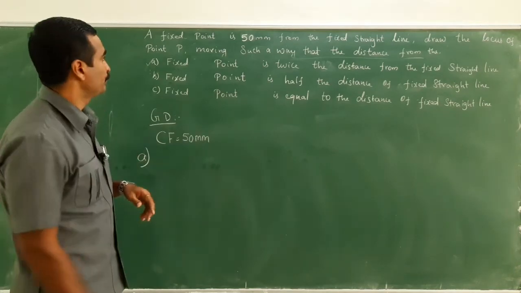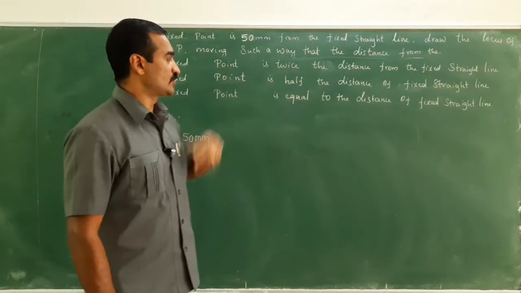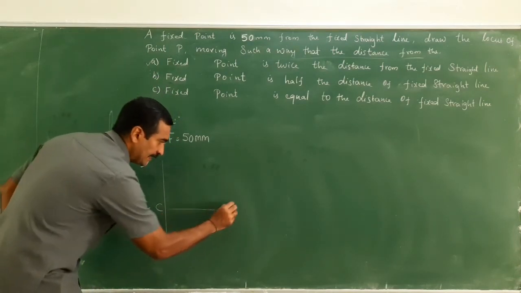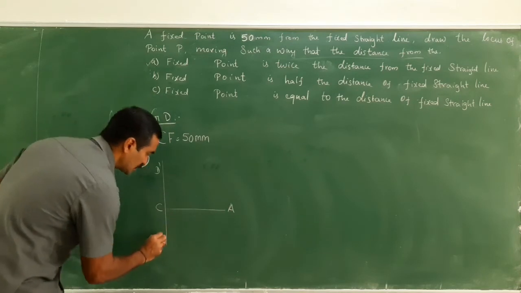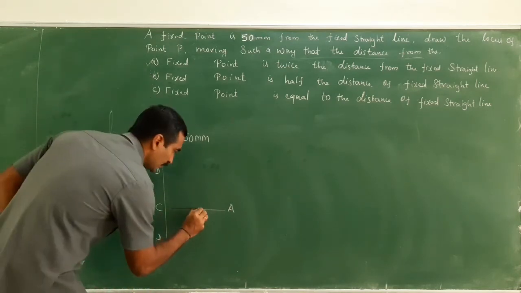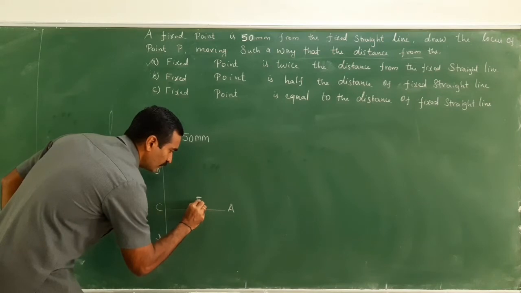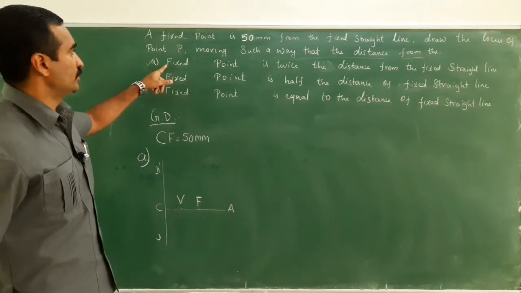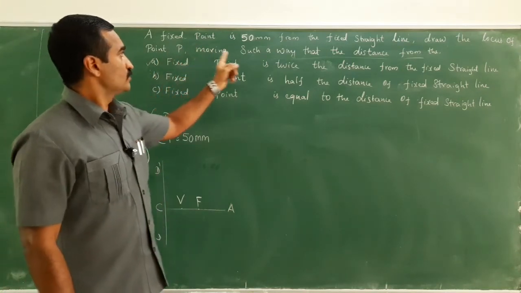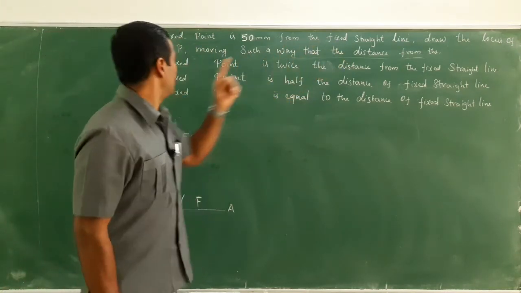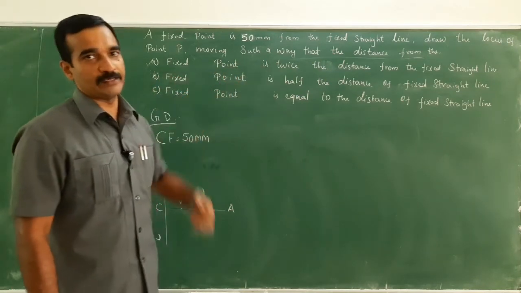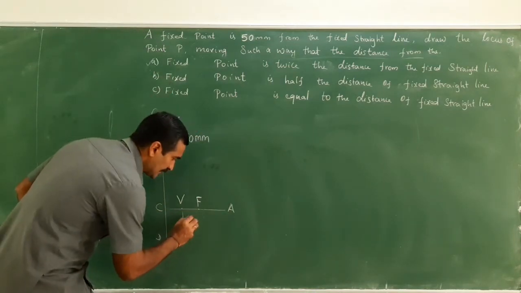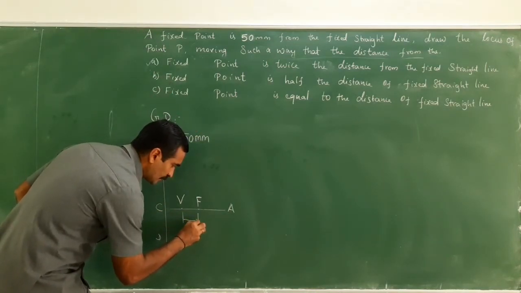A. Fixed point is twice the distance. Let me draw the horizontal and vertical line. C, A, D dash D, this is F, this is V. Now read out the question. The moving point is moving in such a way that the distance from the fixed point is twice. Fixed point is twice. From where? This distance is twice.